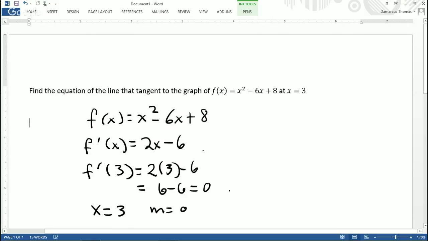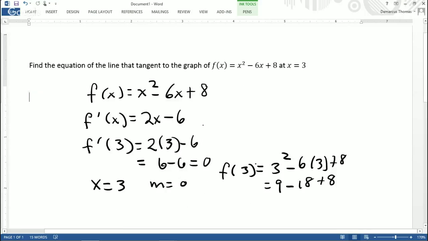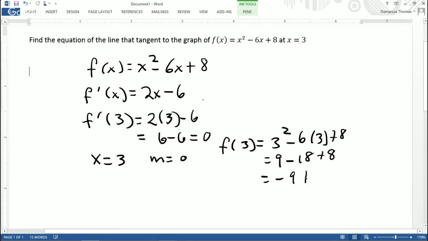Okay, so to get the actual coordinate pair, we can just plug f of 3 into the original function. I'm getting 3 squared minus 6 times 3 plus 8, and that's just 9 minus 18 plus 8. And we keep solving, we're getting negative 9 plus 8, and I have negative 1. And so now I know that the vertex point occurs at x equals 3, y equals negative 1.